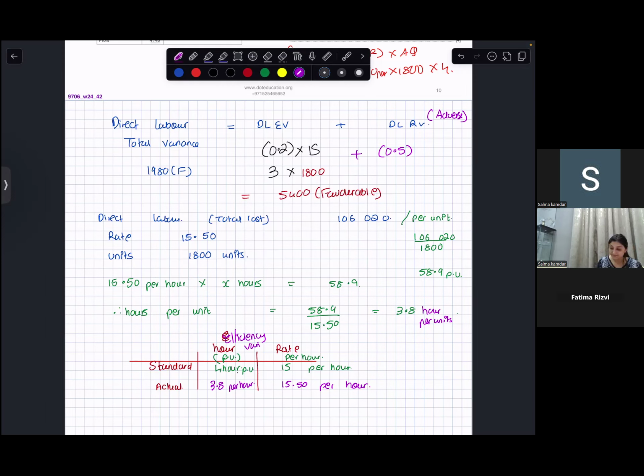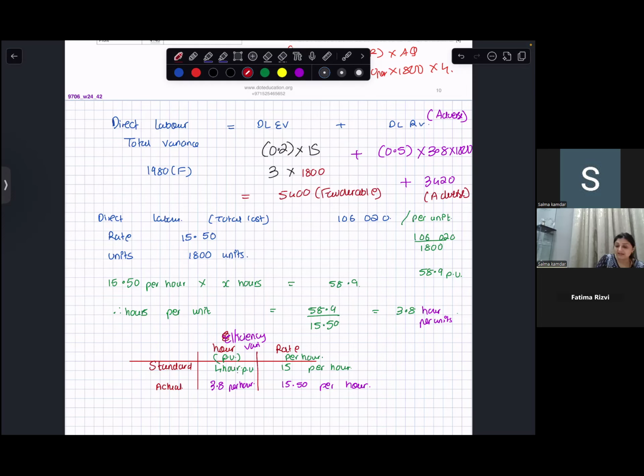0.5 multiplied by 3.8. That's 1.9. Actual rate or standard rate? No, into actual quantity. So 3.8 is 1.9. 0.5 into 3.8, 1.9, times 1800. 3420. So it is 3420. Adverse or favorable? Adverse.